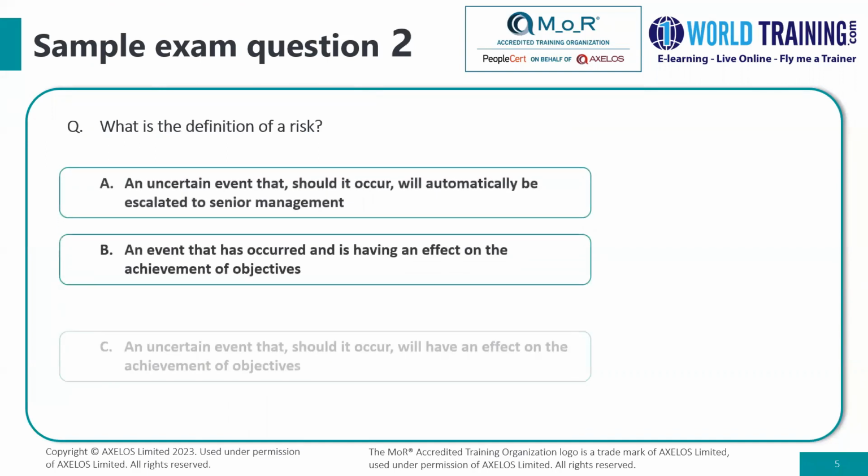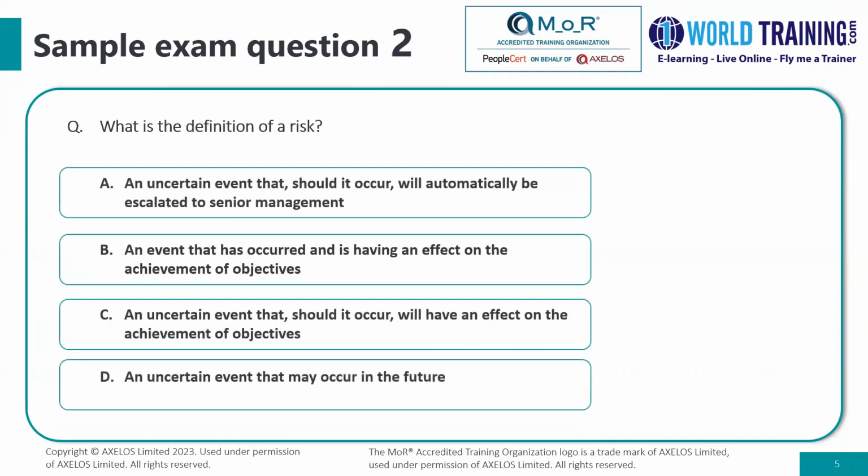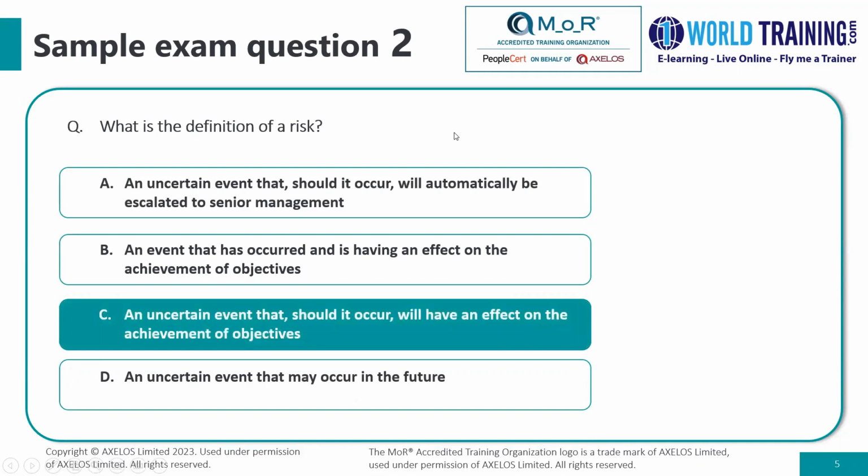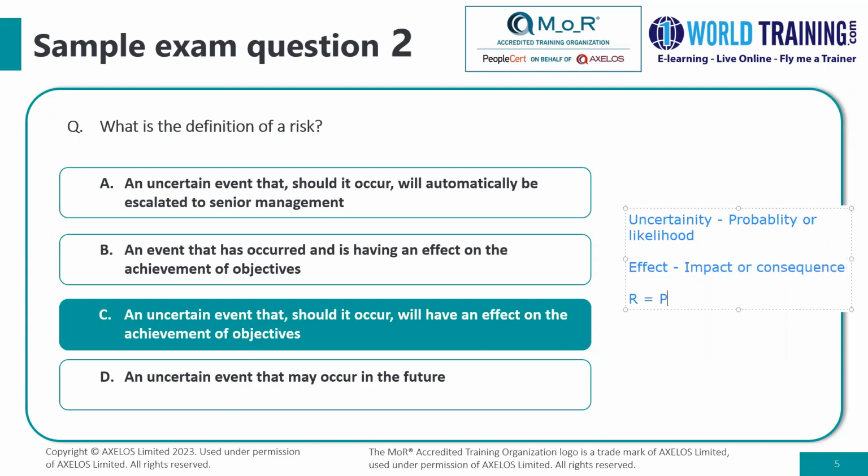What is the definition of a risk? Correct answer is C. It's an uncertain event, and if that event should occur, there's an effect on the achievement of objectives. So the two key ideas over here: one is uncertainty. Usually in the world of statistics, we use the word probability or likelihood to represent uncertainty. And then effect, we could call that impact or consequence. So risk is a factor of probability times impact. So it is good to know the definition of risk.